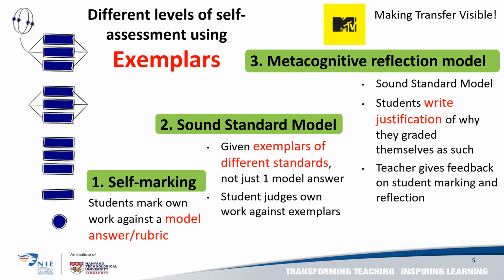At a more extended abstract level, we have the metacognitive reflection model. It's basically the sound standard model plus plus. Students write justifications of why they think they deserve a particular grade. And when teachers collect the work back, they get 2 things. One, they get the students' actual work. And secondly, they get a reflection on their thinking. So we shouldn't be marking their reflection, but using that to give us insights into students' thinking about standards and how their work can be improved.